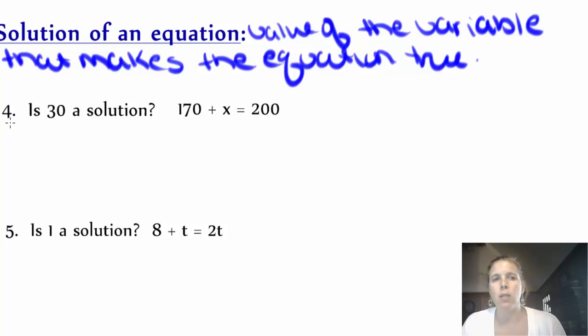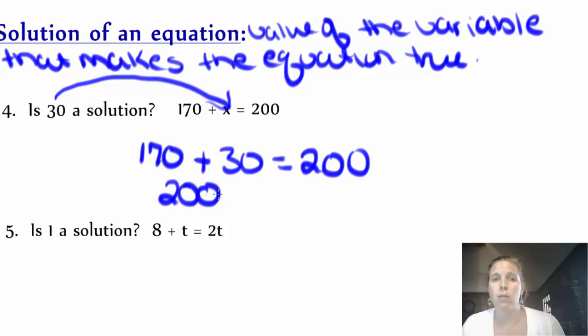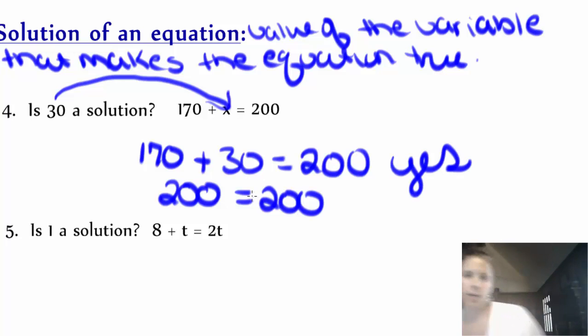So you might get a question like number 4. Is 30 a solution to 170 plus x equals 700? Well, just like we did before, we plug and chug. 170 plus 30 equals 200. Well, 170 plus 30 is, class, 200. So 200 equals 200. Yes. Is it a solution? Yes.